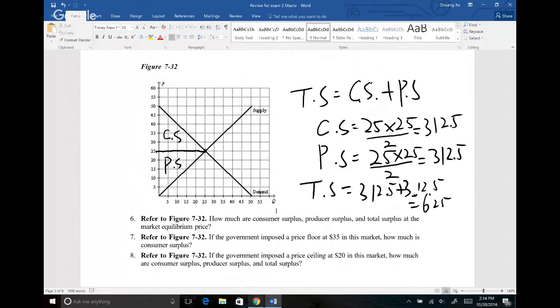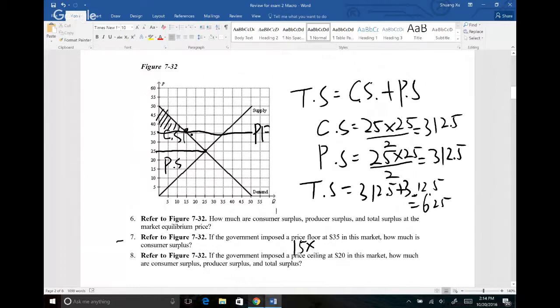Okay. All right, and then number 7 is a little more difficult. So number 7 says, if government imposes a price floor of $35 for this market, how much is consumer surplus? So if we do a price floor at $35, this is the new price floor at $35, and then your new consumer surplus will be just the triangle here. So the new consumer surplus will be the vertical distance from 35 to 50, that's a 15, times the horizontal distance. Now the quantity only goes up to this point, so don't go to 25 anymore.